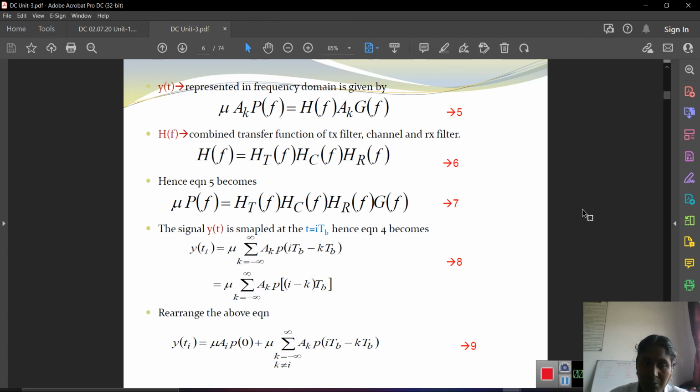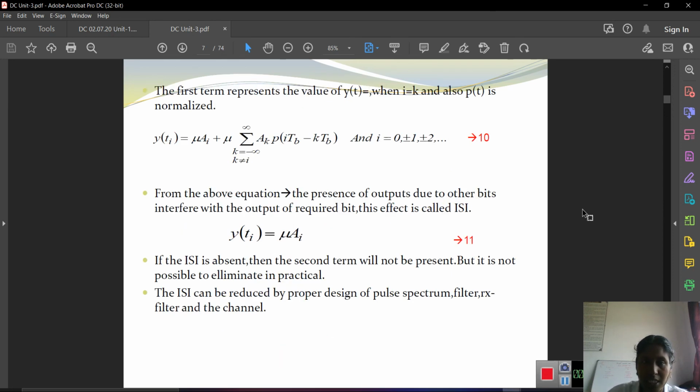Rearranging the above equation, we get the result. Finally we conclude that mu A i is the errorless transmission. The remaining second term is called the ISI. That can be solved by using the Nyquist criterion. If the ISI is absent, the second term will not be present, but it is not possible to eliminate it in practice. The ISI can be reduced by proper design of the pulse spectrum, the receiving filter and the channel. Okay, thank you students.